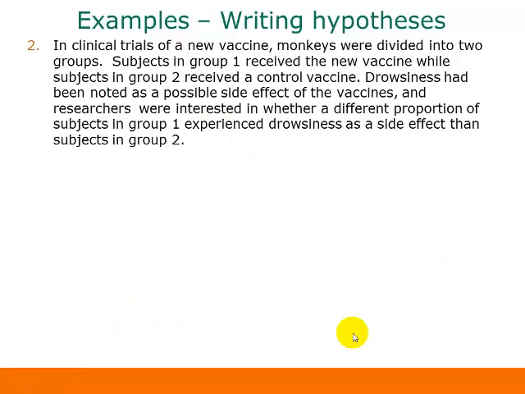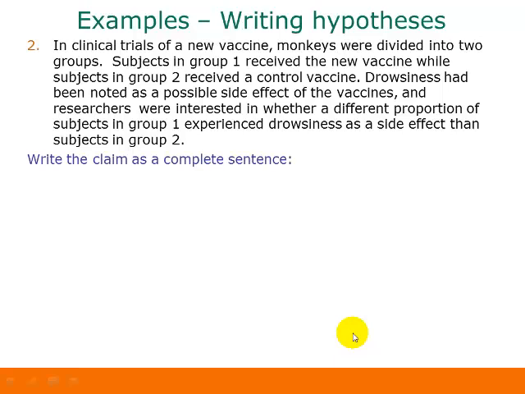Let's do another example. In clinical trials of a new vaccine, monkeys were divided into two groups. Subjects in group 1 received the new vaccine, while subjects in group 2 received a control vaccine. Drowsiness had been noted as a possible side effect of the vaccines, and researchers were interested in whether a different proportion of subjects in group 1 experienced drowsiness as a side effect than subjects in group 2.